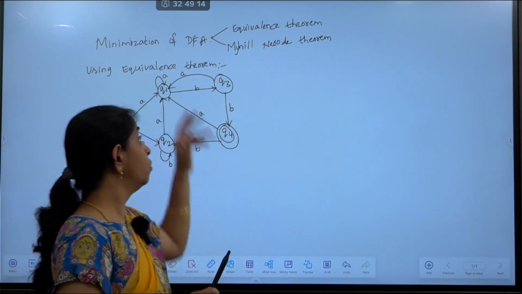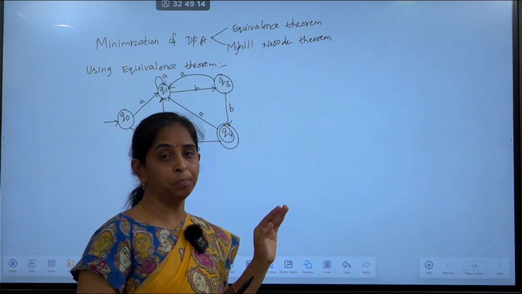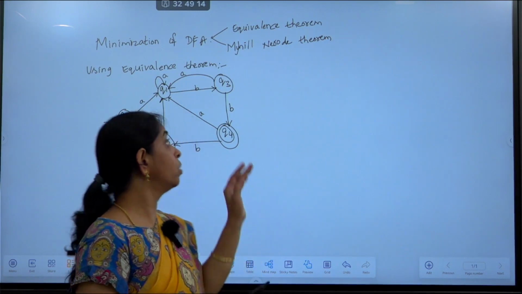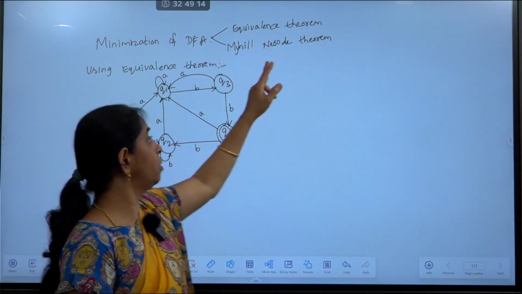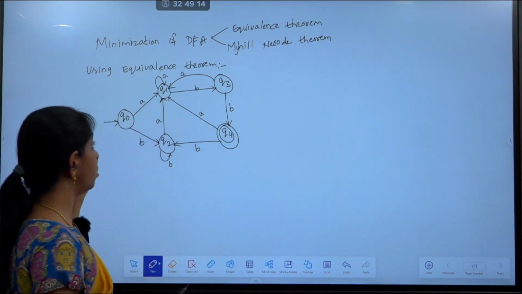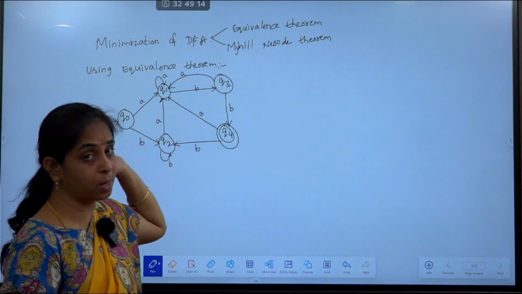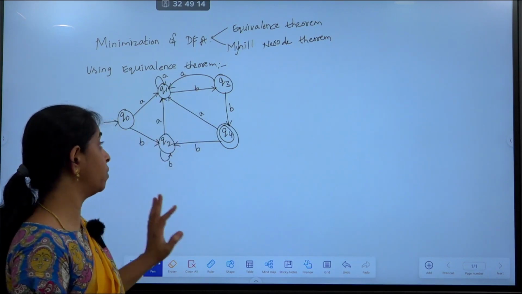First one, we can minimize this DFA using the equivalence theorem, and one more way, we can also minimize the DFA using Myhill-Nerode theorem. Both are important. So we will discuss them one by one. First we will discuss how we will minimize our DFA using the equivalence theorem.